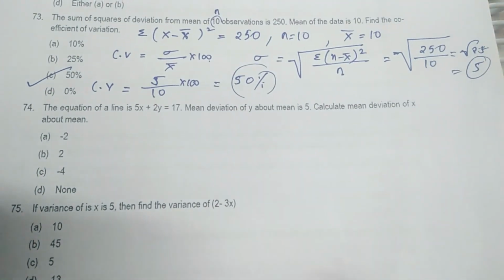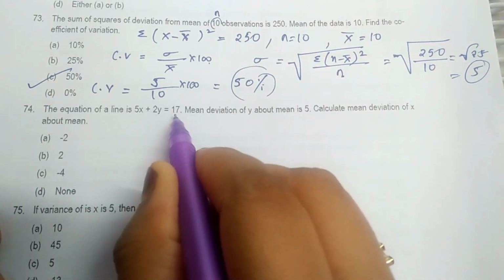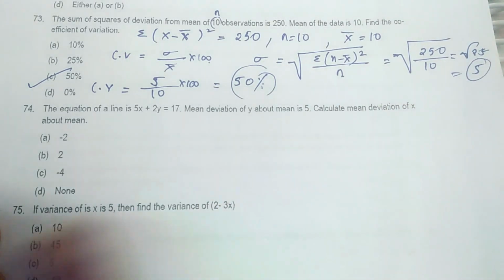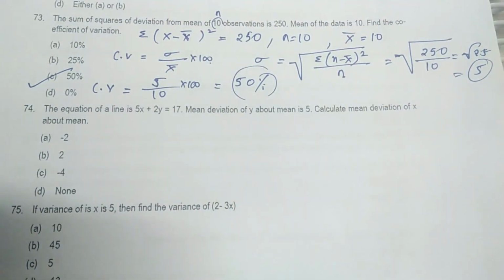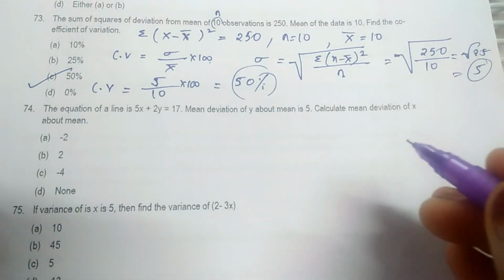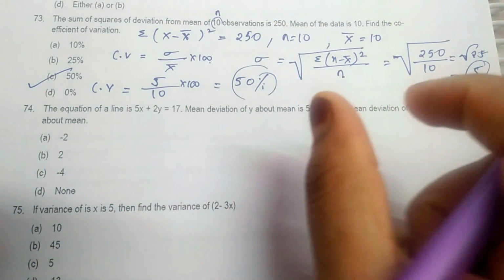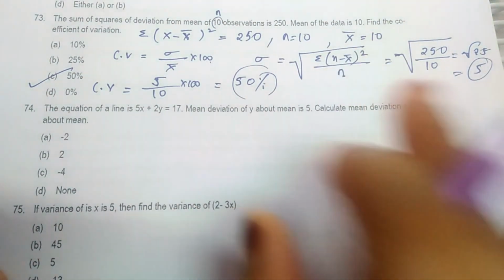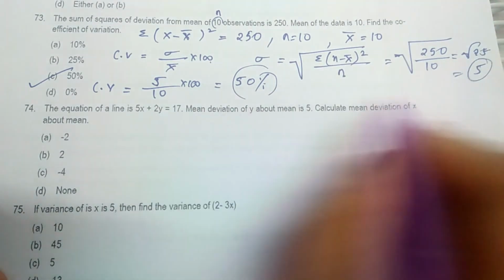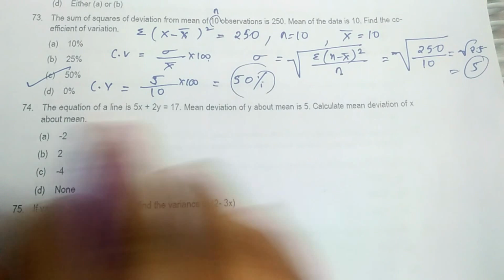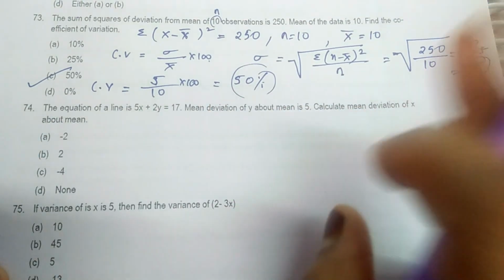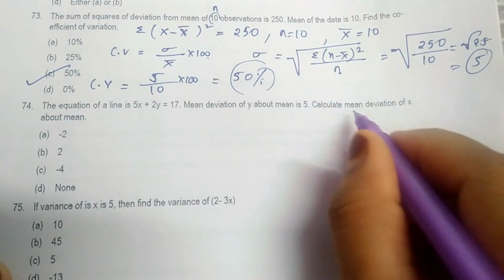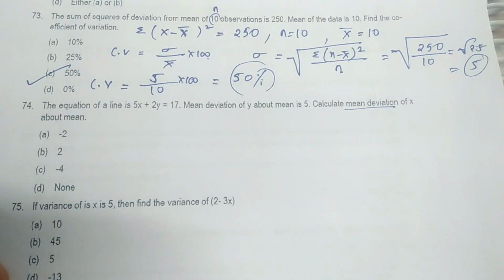Okay, next: the equation of the line 5x plus 2y is equal to 7. Mean deviation of y about mean is psi. Calculate the mean deviation of x. We've already done the same kind of problem, but therein it was given about y, where x values were to be found. Herein we need to find about x where the values of y are given. It's asking to calculate the mean deviation of x about mean. It's not asking about mean or variances. It's asking only the mean deviation. So herein our task is easier.